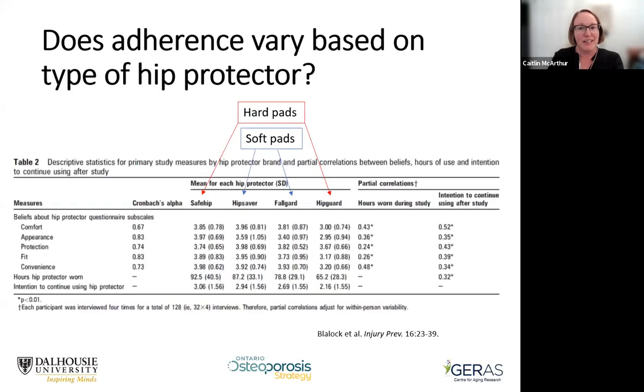So does adherence vary based on type of hip protector? We said oftentimes the socks were more comfortable, but when they looked at it in a study, they actually found that it doesn't really vary by type of hip protector. Basically, what they found is that the belief that wearing a hip protector will reduce fracture risk was very important to adherence, and that was independent of the type of protector being used. So whether people believed they would protect them from fractures or not was more important than the actual type. It probably comes down to individual preference and how comfortable it is, what it looks like, all those types of things.